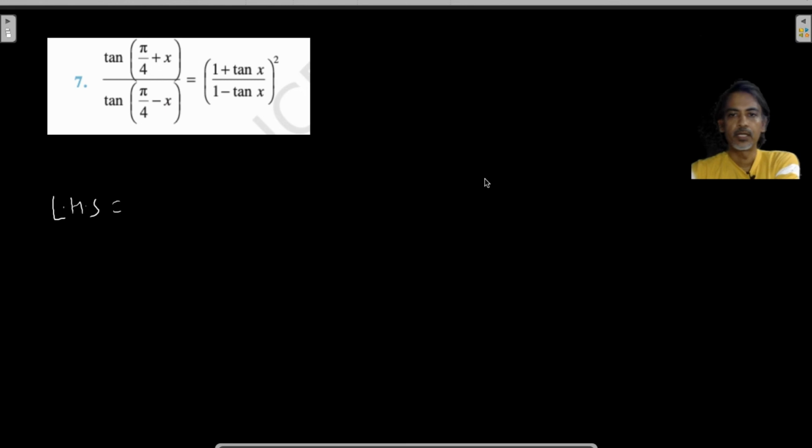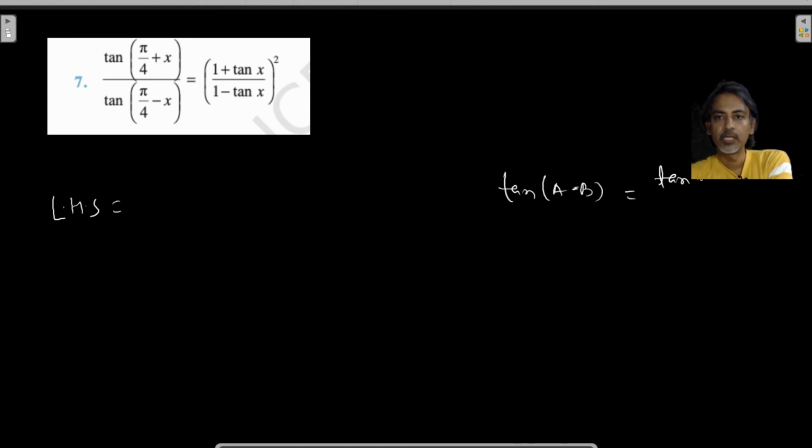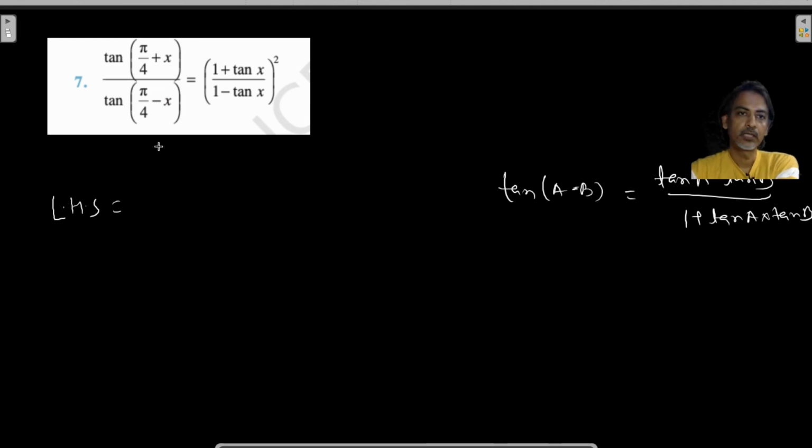So we'll again write the formula of tan a minus b here, because we have already written tan a plus b's formula in the previous example. So this will be tan a minus tan b divided by 1 plus tan a into tan b. Alright, so let's put that down. First let's write tan pi by 4 plus x divided by tan pi by 4 minus x.